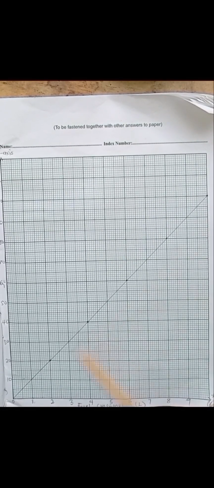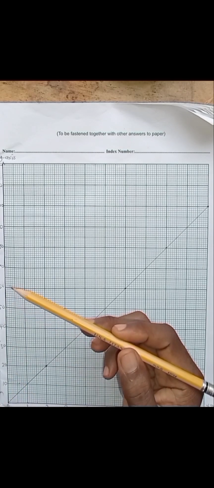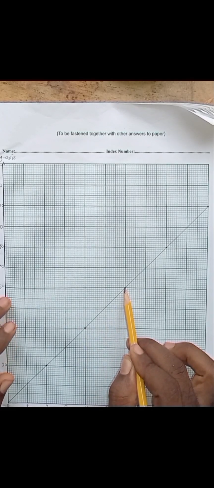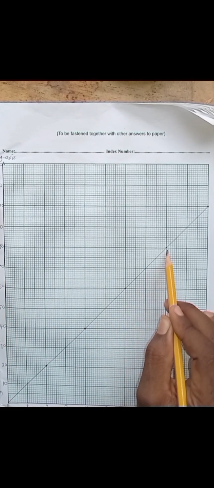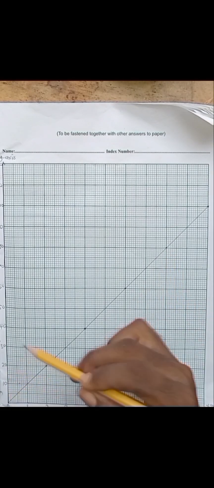Okay, and when we extend the line, it goes towards the origin. From this graph, we can see that for every 20 kilometers traveled, you have 2 liters of fuel used. So for every 20 kilometers, the points increase by what? 20, isn't it? The distance increases by 20 on the y-axis. So for every 20 kilometers that the car travels, the fuel used is also 2 liters.